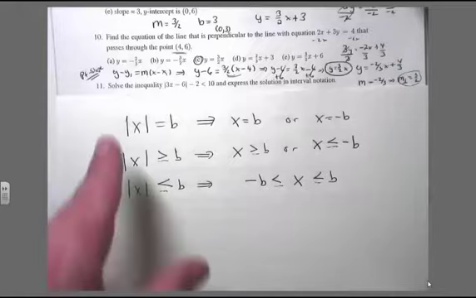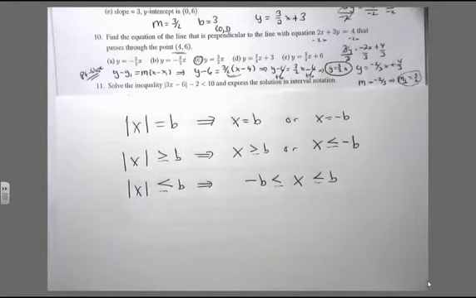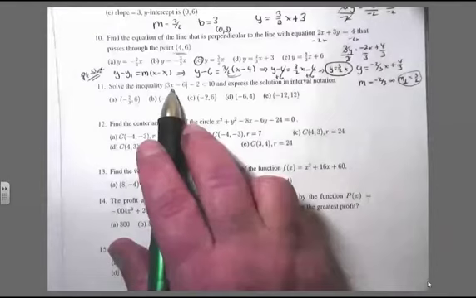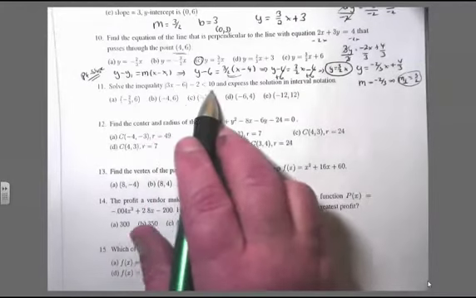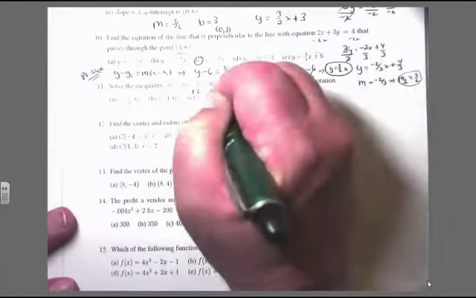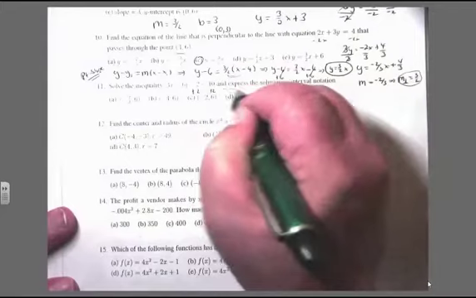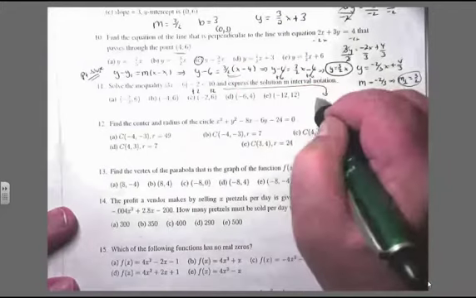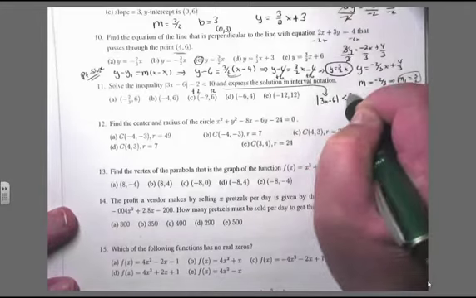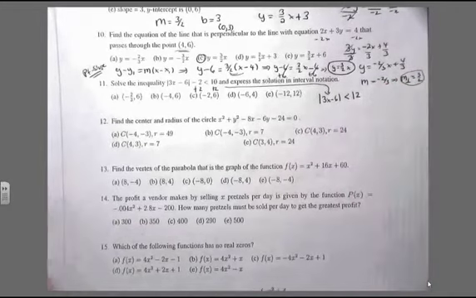The big deal about absolute values is you have to get the absolute value by itself. So my first move on this problem, where I have the absolute value of 3x minus 6 minus 2 less than 10, is to add 2 to get the absolute value by itself. Add 2 to both sides. This gives me the absolute value of 3x minus 6 is less than 10 plus 2, which is 12.